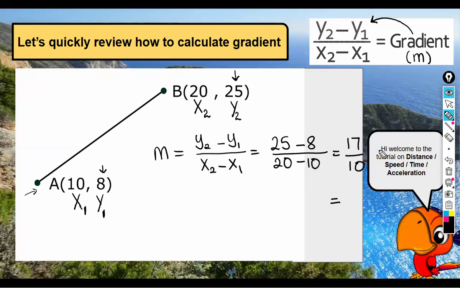Now, it's up to you if you want to put it as a decimal or a fraction. Remember, I'm not going to fight about that in class. You could put it as a decimal or a fraction. So 17 divided by 10 is real easy to do. So you're going to get 1.7. So the gradient of that line is 1.7, as simple as that.